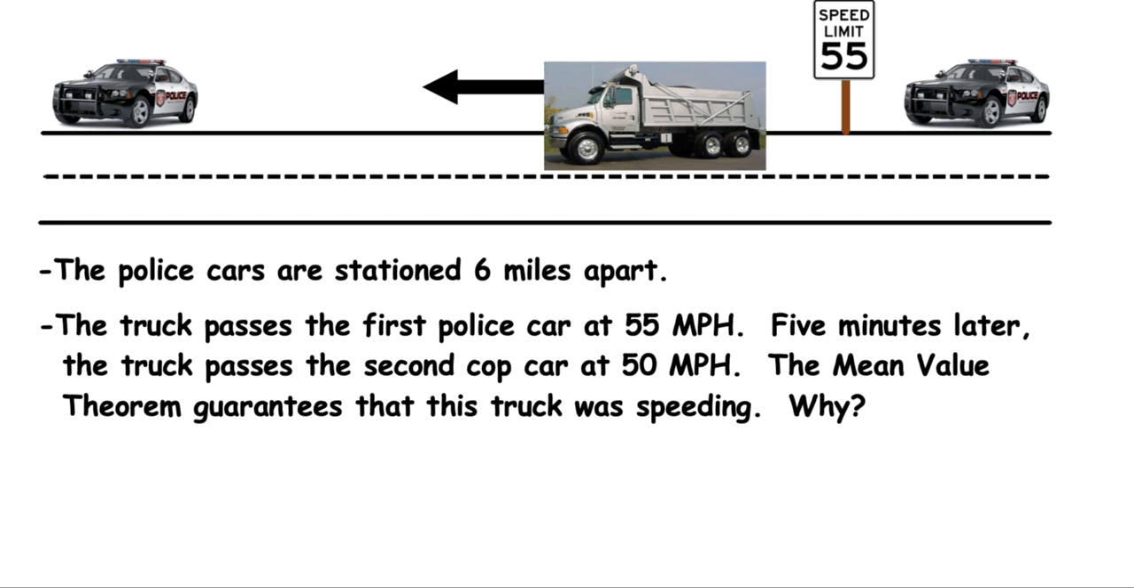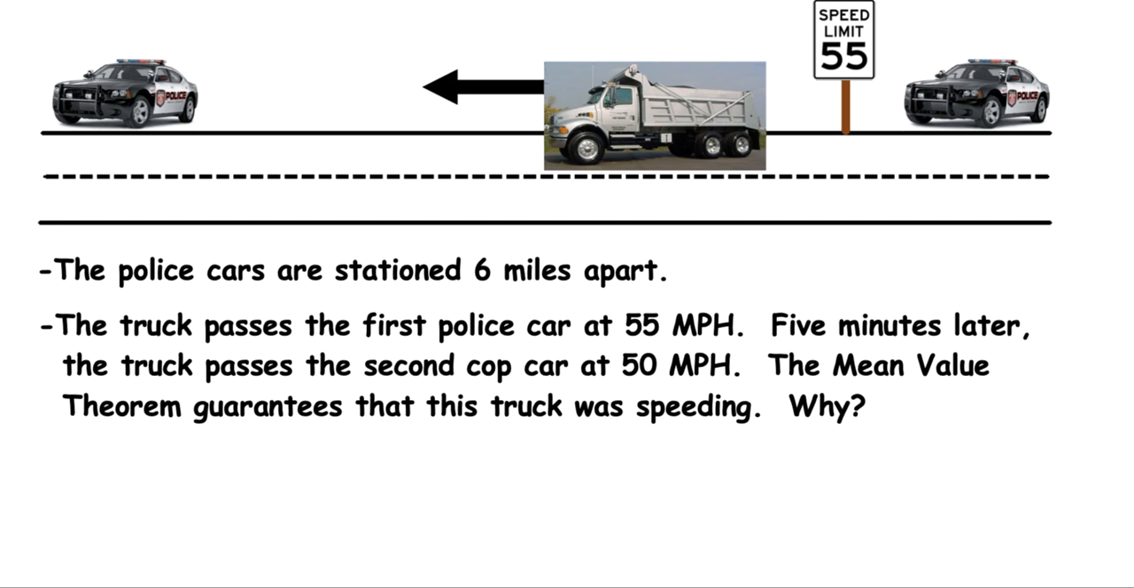So nobody has witnessed this person speeding, yet the MVT guarantees it. This truck can be pulled over later and given a ticket or mailed a ticket, and the ticket would hold up in court. They would have some sort of expert like myself come testify. I'd throw the mean value theorem at the judge, and the ticket would be issued. How can we prove that this dump truck is speeding when nobody witnessed it?